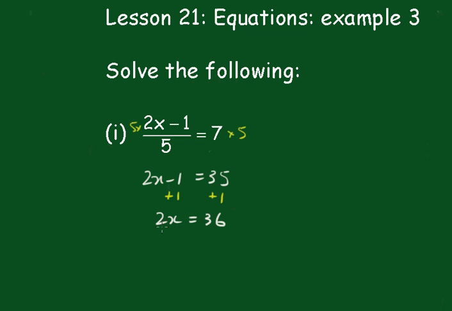Now we're going to divide both sides by 2. And 36 divided by 2 is 18, as your final answer. And you can put it back in. 2 times 18 is 36, minus 1, 35, and 35 over 5 is 7.